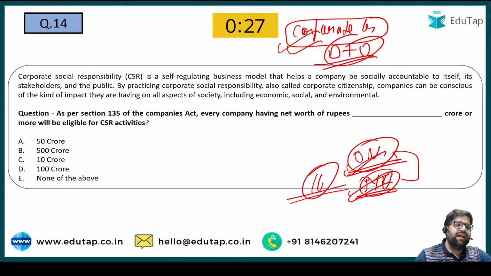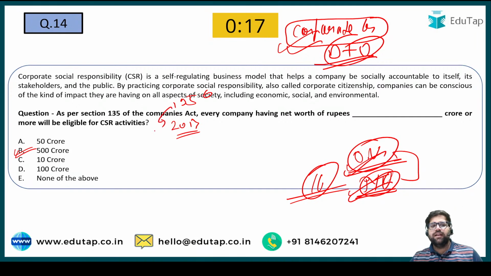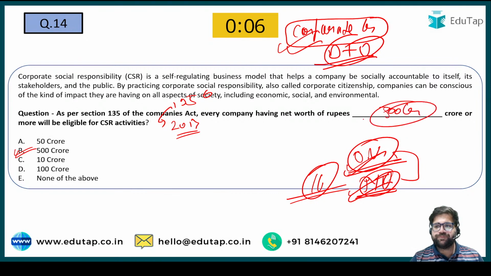Yes, here the correct answer will be 500 crore. Why? Because as per section 135 of the Companies Act 2013, earlier it was 1956, but it has been updated to 2013. So now let's read it again. As per section 135 of the Companies Act 2013, every company having a net worth of rupees 500 crore or more will be eligible for CSR activity.